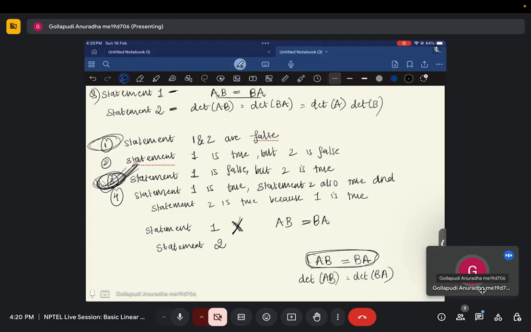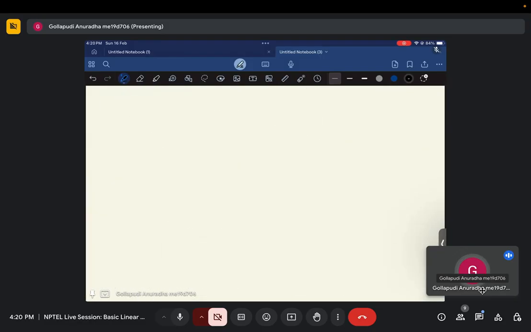Okay, let's do it separately somewhere last. So for example, if you're taking some 2 by 2 matrix, what will be the determinant of the product of this? This is A I'm taking, this is B I'm taking. This is the wrong example.